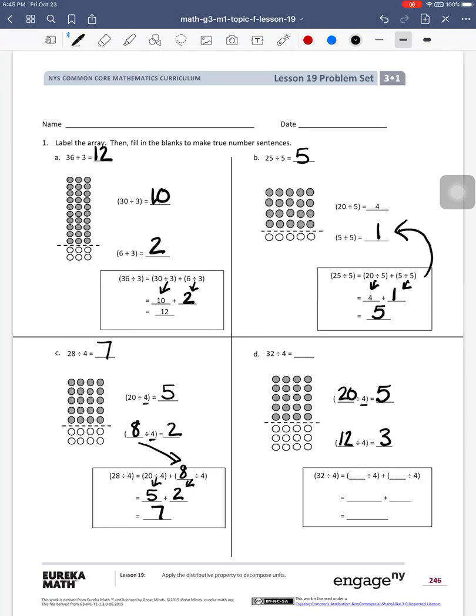So 32 divided by 4 equals 20 divided by 4, because that is what we had above the dotted line. And then we had 12 divided by 4 below the dotted line. And when we solved 20 divided by 4, we had 5. And then when we solved 12 divided by 4, we had 3. So 5 plus 3 equals 8. So 32 divided by 4 equals 8. Super thinking. Okay, now it's time to turn the page.